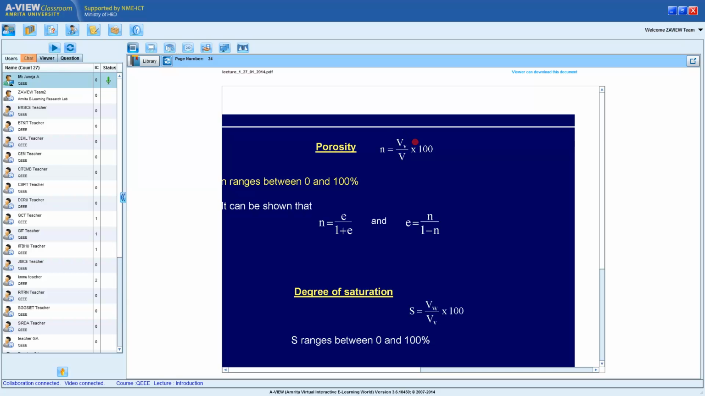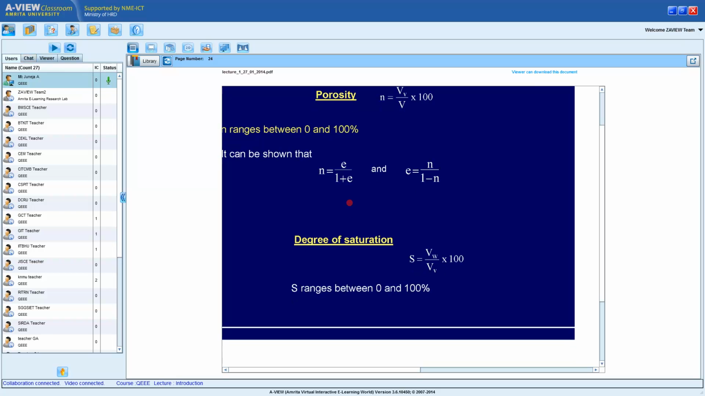In other words, this ratio or this percent can never be 100%. That is why the porosity range is between 0 and 100. It can be shown, and we will discuss this later, that the relationship between porosity and void ratio is porosity equals void ratio divided by 1 plus void ratio. Likewise, you can play around with the terms and express void ratio equals porosity divided by 1 minus n.